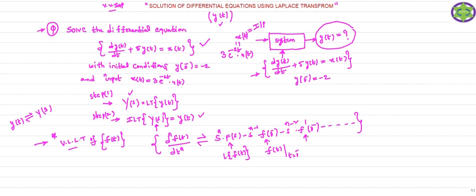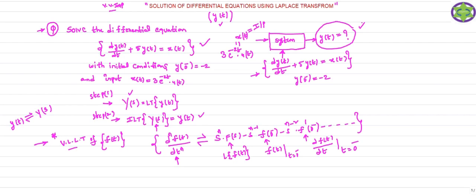What is f dash of 0 minus? F dash of 0 minus is nothing but the first order derivative of f of t, evaluated at t equal to 0 minus. That is the sequence we get after finding the unilateral Laplace transform of the nth order derivative of f of t. So you should remember this formula. It is a very important formula. Using this formula only we are going to find the response of the system, that is Y of t.